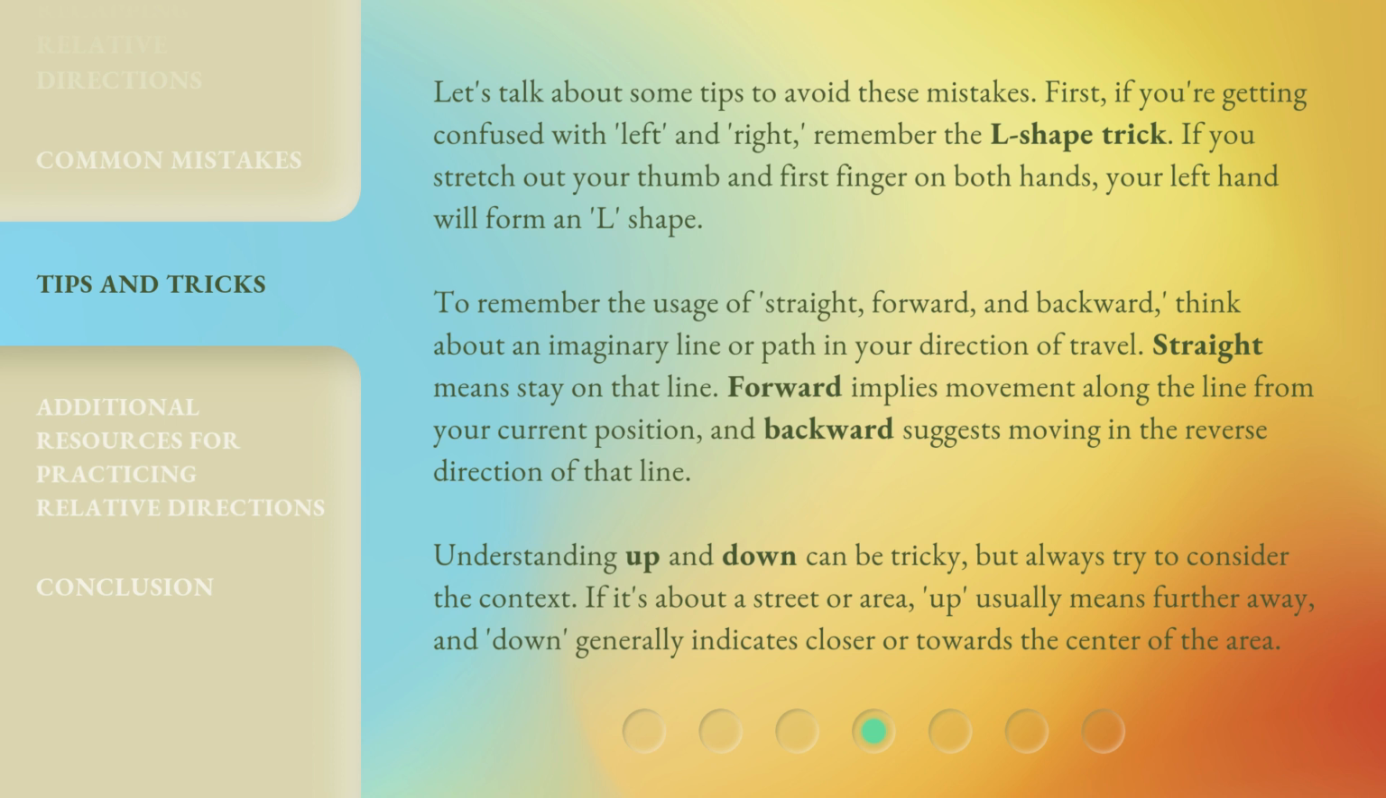Understanding up and down can be tricky, but always try to consider the context. If it's about a street or area, up usually means further away, and down generally indicates closer or towards the center of the area.